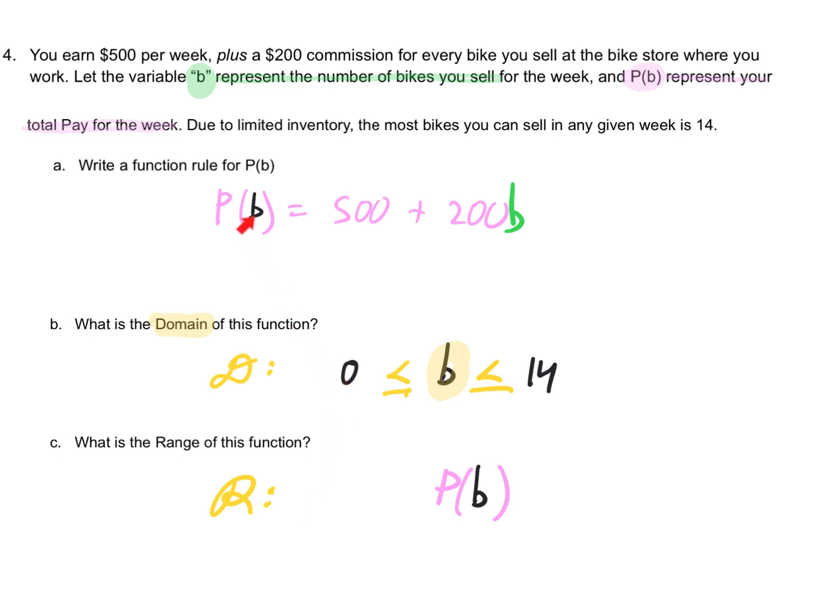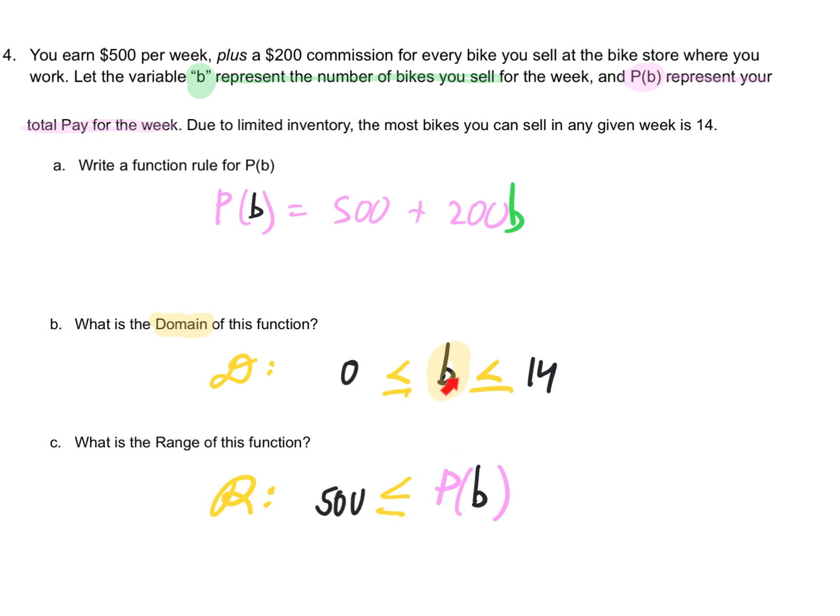Input 0 into our function for P, and we have 500 plus 200 times 0. So you didn't make any commission, you just made your $500. So the very smallest amount of money you're going to make, your pay, is greater than or equal to $500.